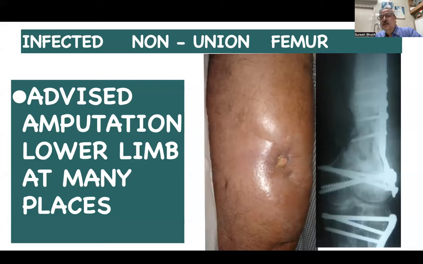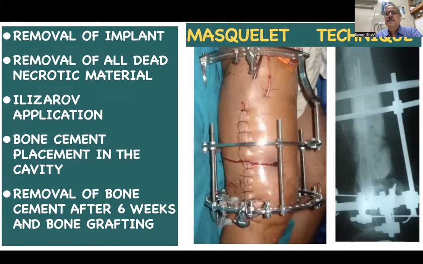This patient came to me about 16 years back, having an infected plate at the lower end of the tibia and the lower end of the femur, and at many places he was advised amputation. So we removed the implant, removed all the dead necrotic material, applied Ilizarov, and bone cement was placed in the created cavity. It was removed about 6 weeks after, and bone grafting was done, mesothelitic.